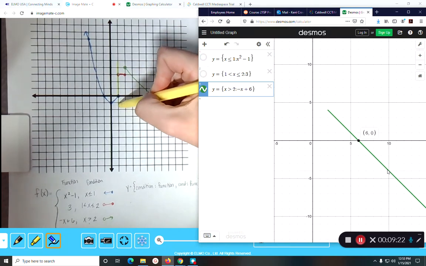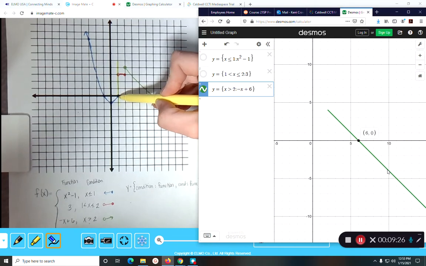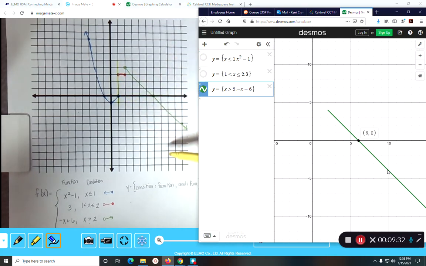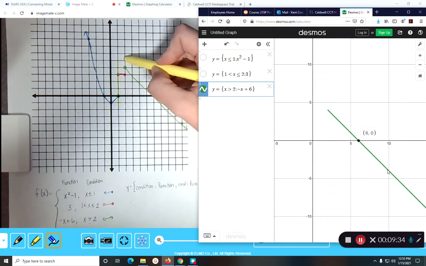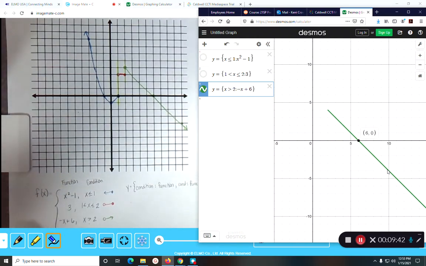I would hit my graph twice, but this is an open circle and this is a closed circle. So the only one that really counts is the closed circle. The open circle, remember, is not included, so that does pass the vertical line test. Same thing right here. If I drew a vertical line here, I'm crossing it twice, but one of those is an open circle, so it doesn't count because it's not included. So this does pass the vertical line test.